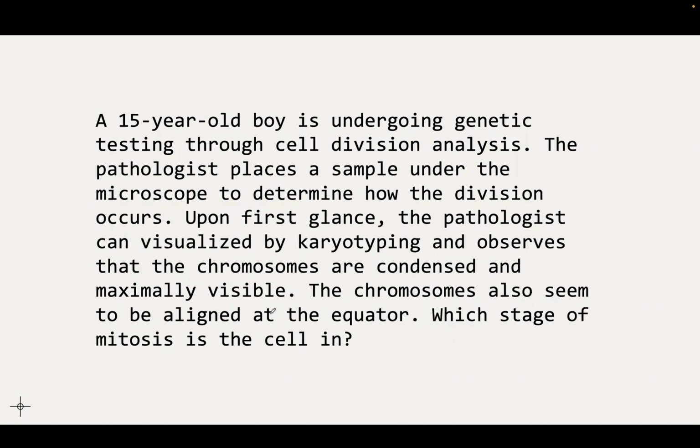Upon first glance, the pathologist can visualize by karyotyping and observes the chromosomes are condensed and maximally visible. The chromosomes also seem to be aligned at the equator. Which stage of mitosis is the cell in?